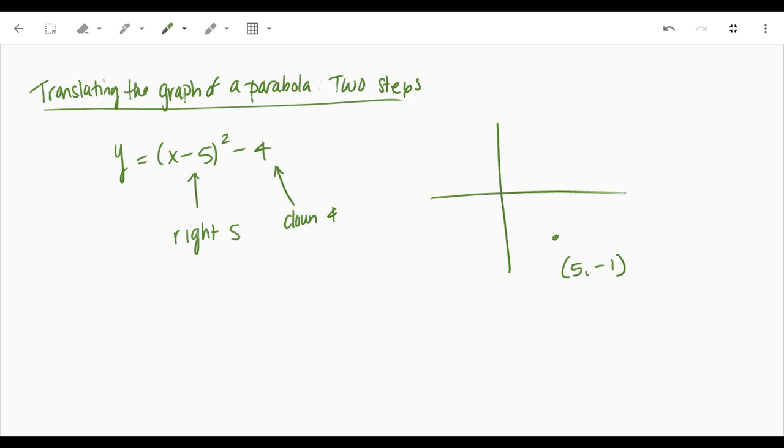And then we can go right 1, up 1. That put us at 6. Oops, that should be a -4. There you go, (6, -3). We can go left 1, up 1, and that would put us at (4, -3). And there's your parabola. And the next one I feel like we kind of already did too.